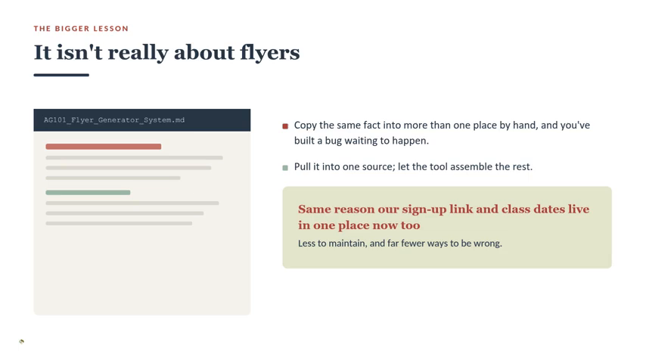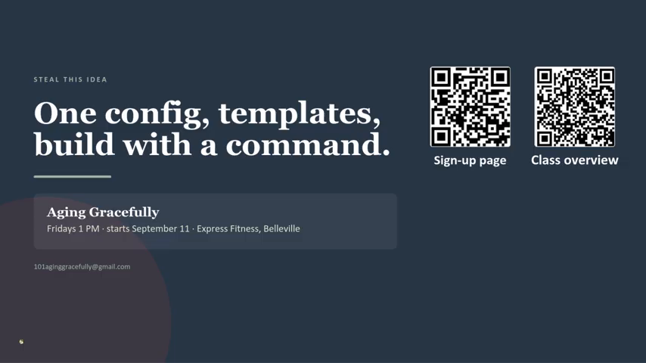The bigger lesson isn't about flyers. It's that anytime you're copying the same fact into more than one place by hand, you've built yourself a bug waiting to happen. Pull it into one source, let the tool assemble the rest. It's the same reason our sign-up link and class dates live in one place too. Easier to maintain and far fewer ways to get it wrong. That's the flyer system. If you're running a community class, steal this idea.